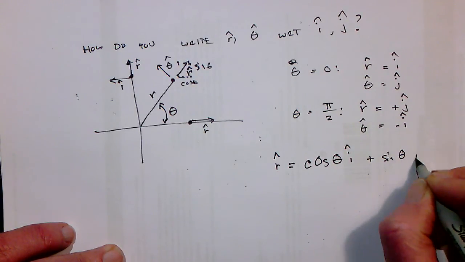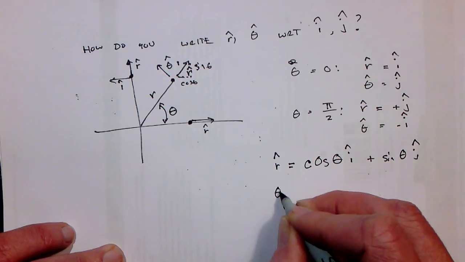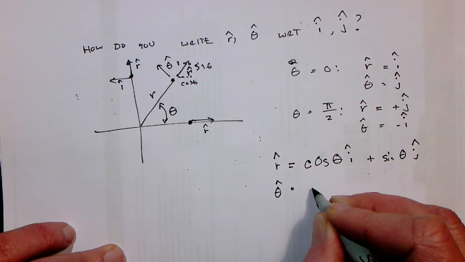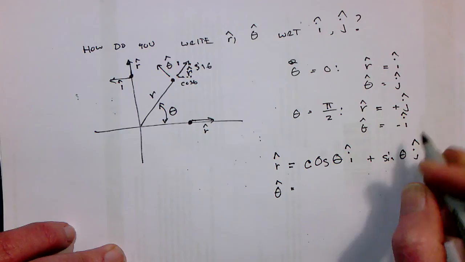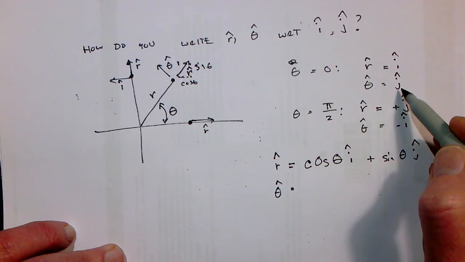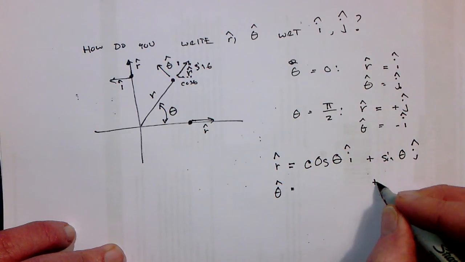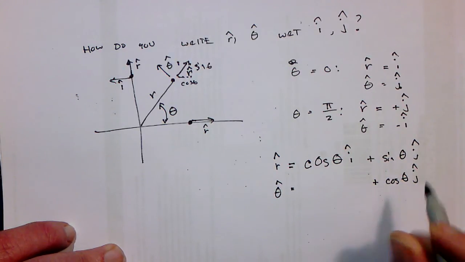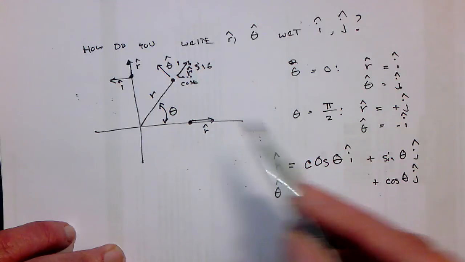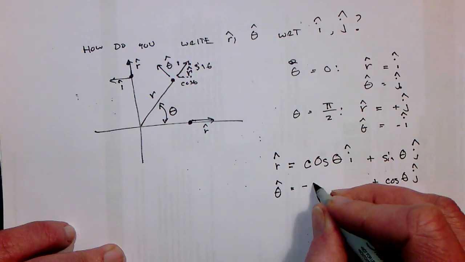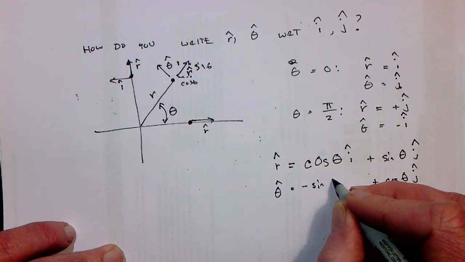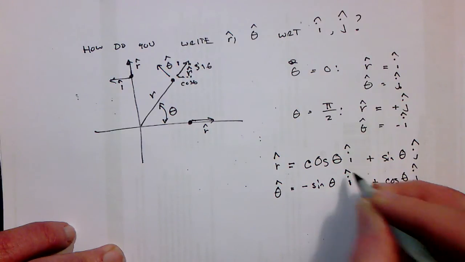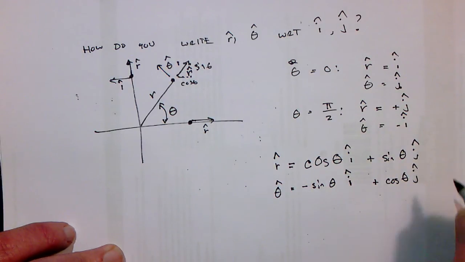plus the sine of theta times j hat, and similarly theta hat is equal to, well, let's see, in the case that theta is equal to 0, it's got to be a plus j hat, so we've got plus cos theta j hat because cos of 0 is 1. And when theta is equal to pi over 2, it's minus i hat. Well, the sine of pi over 2 is plus 1, so minus sine of theta times i hat. And that is in fact correct.